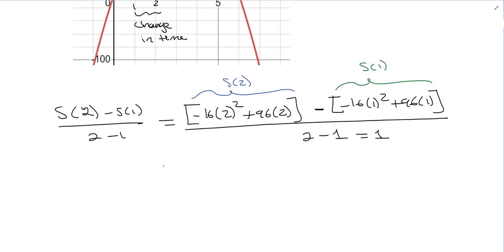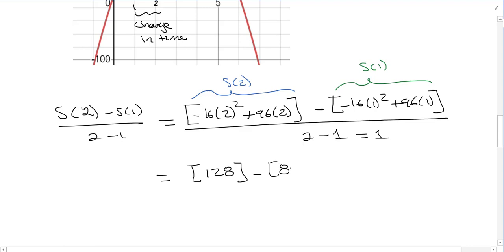And so let's compute that out. When you put this in your calculator, or you can do it in your head, maybe, we'll get 128 there, minus 80 for s of 1, divided by 1. So I just get 48.